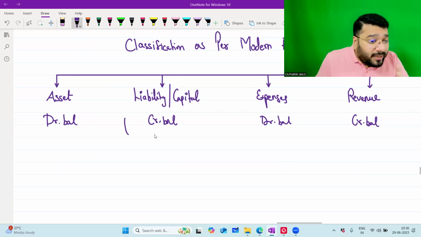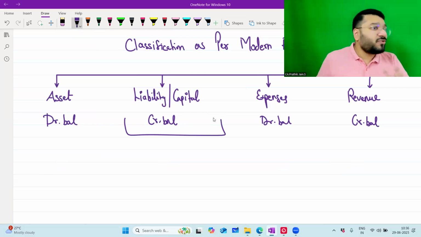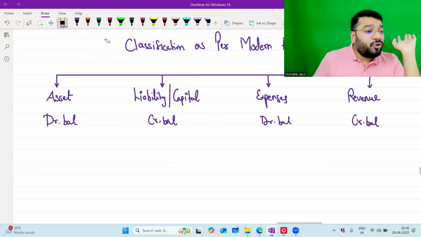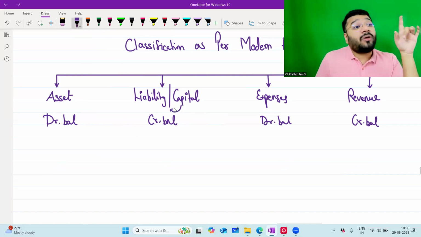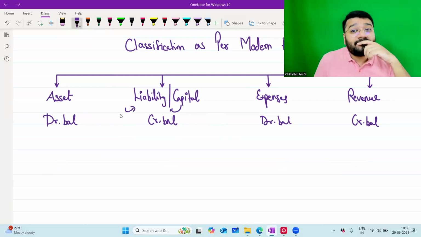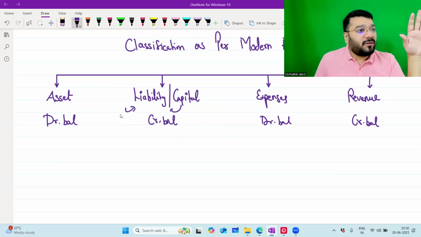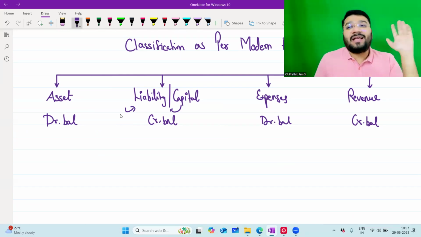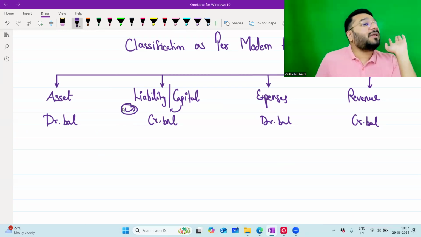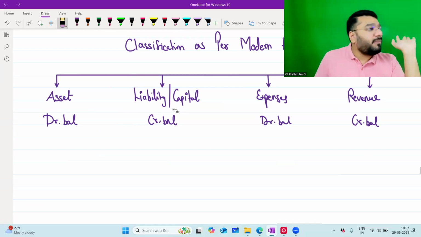But liability and capital, I put together because the rule is the same for both. So I combined it. But liability is a separate classification. Capital is a separate classification, though capital comes under liability only. But capital is always internal liability, and when I say liability, it is external liability. What is internal liability? Liability means the money that you owe. Internal liability means the money that you owe to the owner. The money that you owe to outside people, third parties, is called external liability. So in accounts, liability generally means external liability, whereas capital means internal liability. But both of them belong to the liability family.